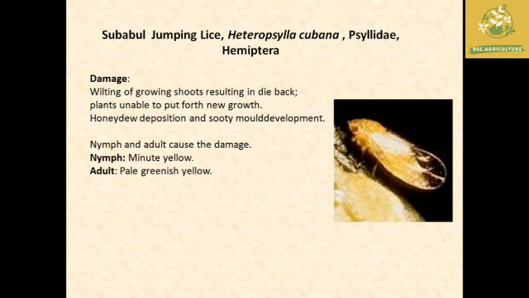And the next one is subabul jumping louse, where the scientific name is Heteropsylla cubana, the family is Psyllidae, and the order is Hemiptera. The major symptom of damage is wilting of the growing plant, and it also shows dieback symptoms, where the plant cannot put out new growth. There is also honeydew secretion, which leads to secondary infection of sooty mould development in the plant, which is a major damage caused by the subabul jumping louse. Nymph and adult both cause damage. The nymph is minute and yellow in color, and the adult is pale greenish. I have given the picture of the nymph of the subabul jumping louse.